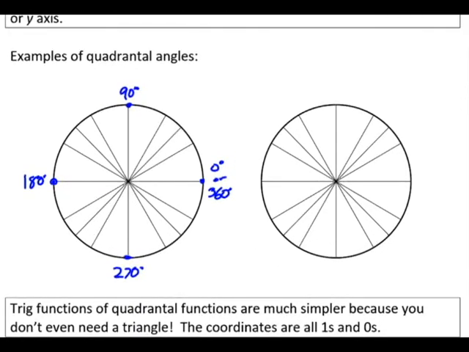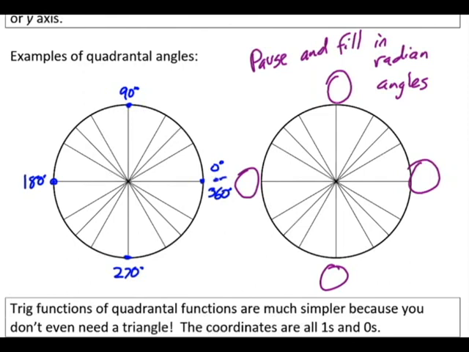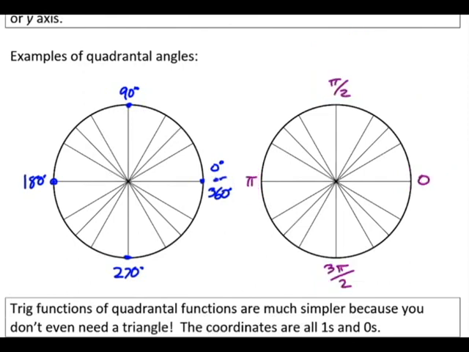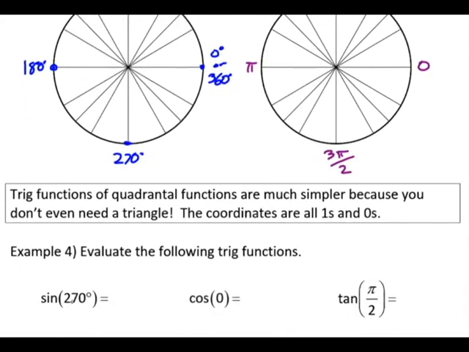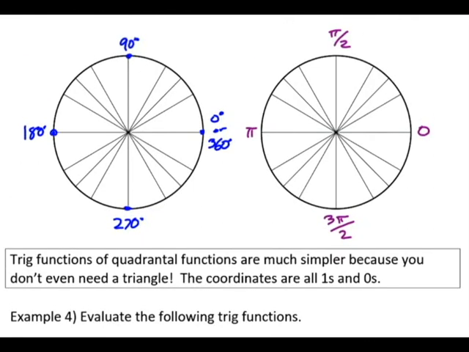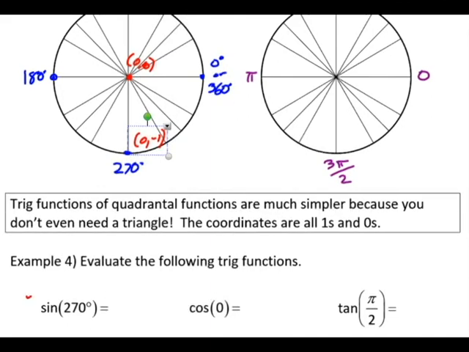Take a moment. Make sure you're good with radians. Fill in the radian quadrantal angles. Here are the answers. Now, let's look at trig functions of them. Sine of 270 degrees. Well, remember that the coordinates are measured as if this were the origin. If we go down 1 unit from the origin, that's just 0, -1. The sine is the y-coordinate, and so our answer is just -1.